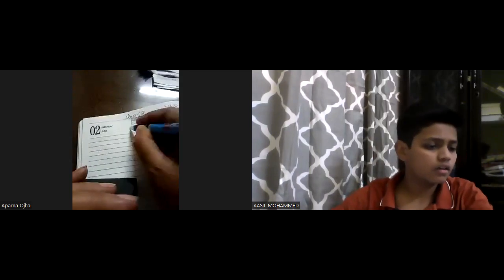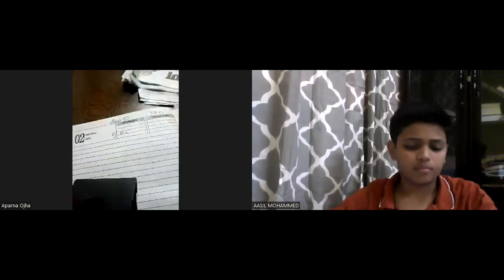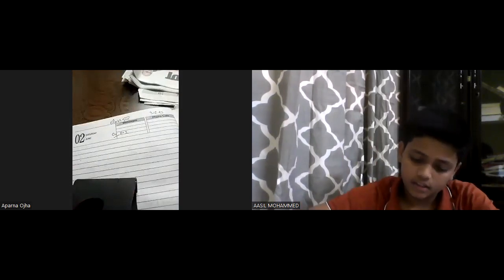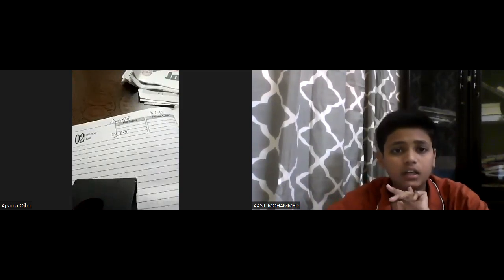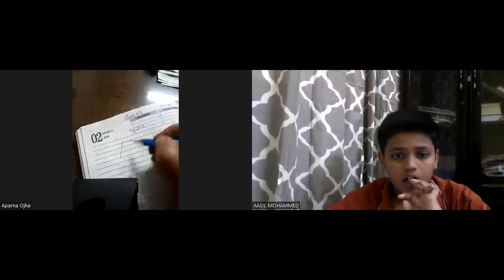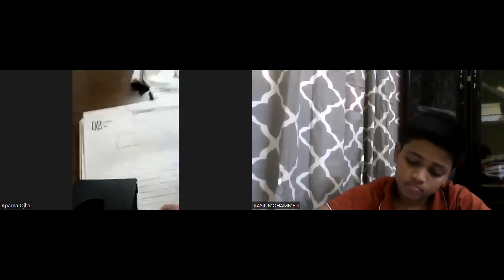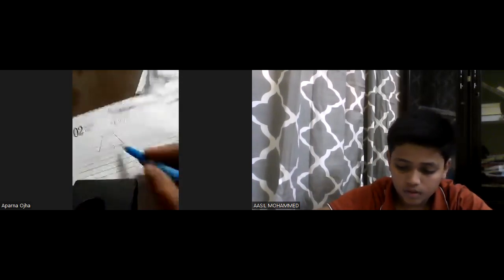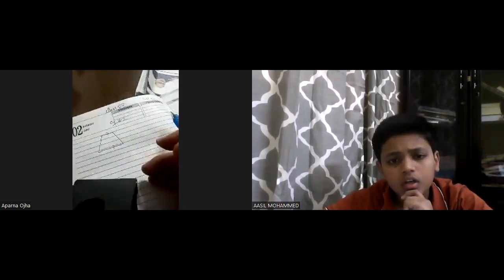In exercise 11.2, I think the trapezium is given. You know what is the meaning of the trapezium? Its sides are parallel. This type of figure. These two sides are parallel. It is not necessary that these are equal, but they should be parallel only.